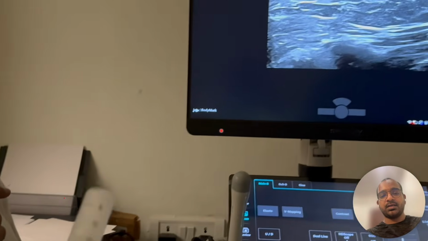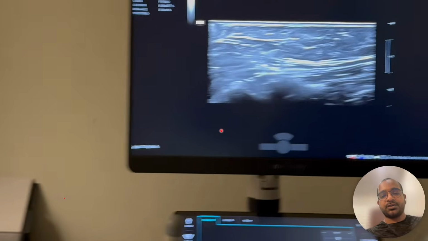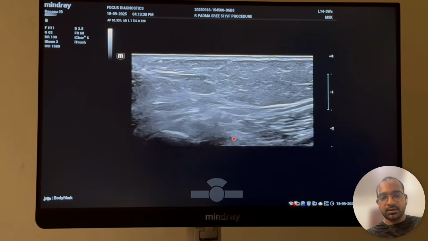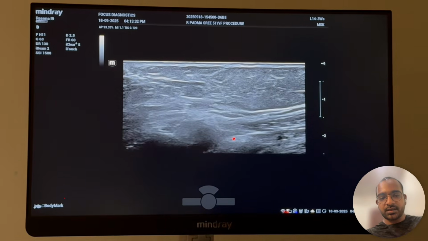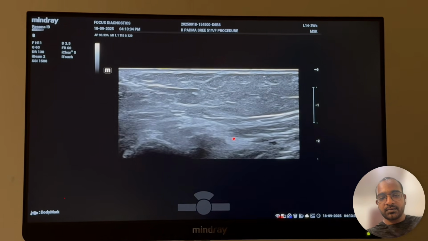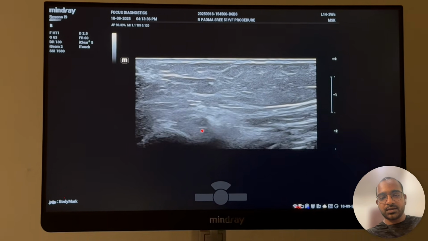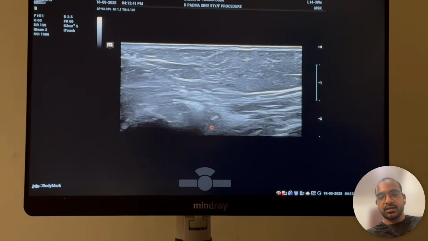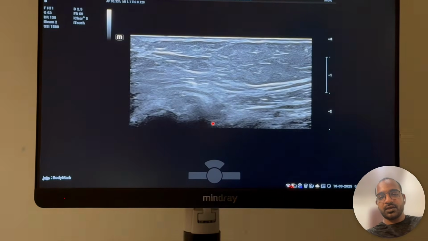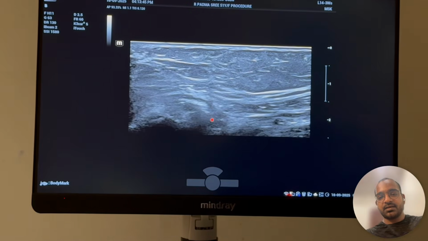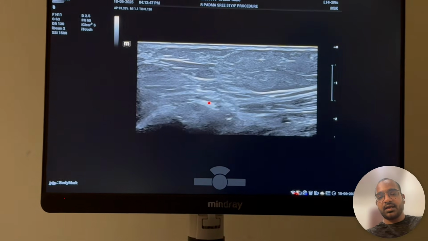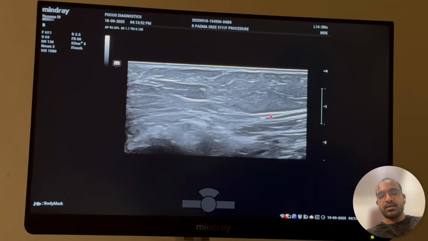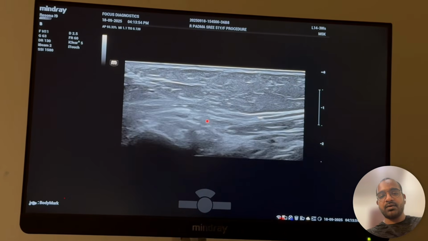Then I remove the stylet and do the hydrodissection with the mixture we have prepared. Slowly start injecting here. You can see this mixture is coming out, and I'm separating the nerve from the adjacent soft tissues slowly, starting from the lateral aspect and extending into the anterior aspect of the nerve and separating it from the inguinal ligament. This is the inguinal ligament. The hyperechoic band is the inguinal ligament.